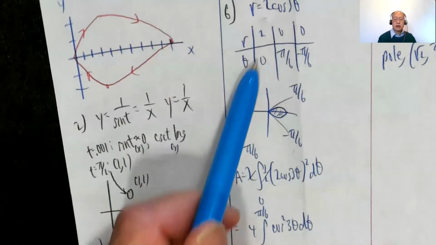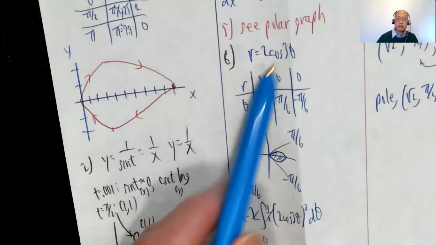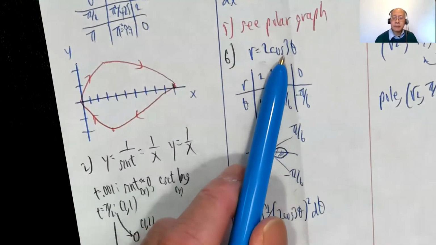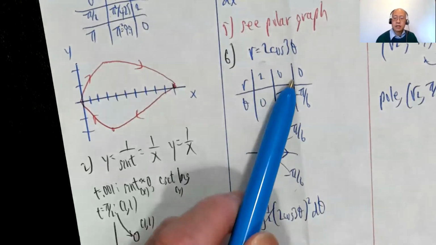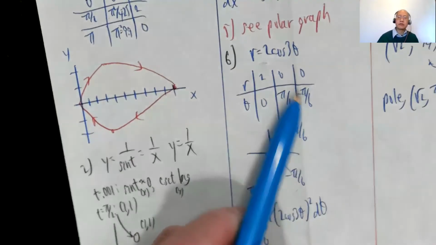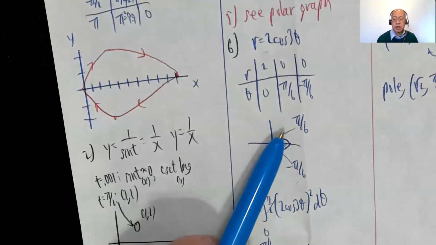Number 6, one loop. So I just need to draw one loop. If I plug in 0, I get 2 times 1, which is 2. At pi over 6, I'm taking the cosine of pi over 2, which is 0. So it comes into the pole at pi over 6. So I decided to back up and go negative pi over 6. It also comes into the pole. So here's one loop, from negative pi over 6 to pi over 6.